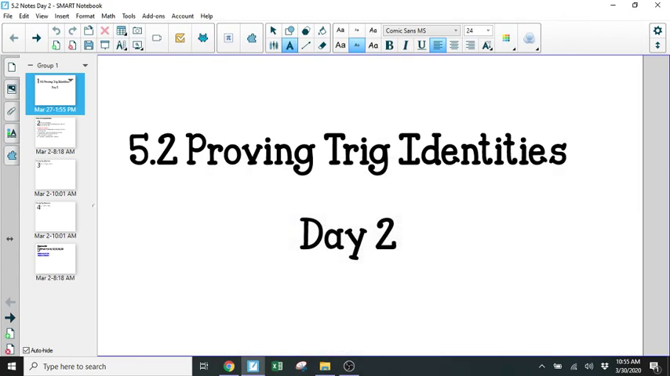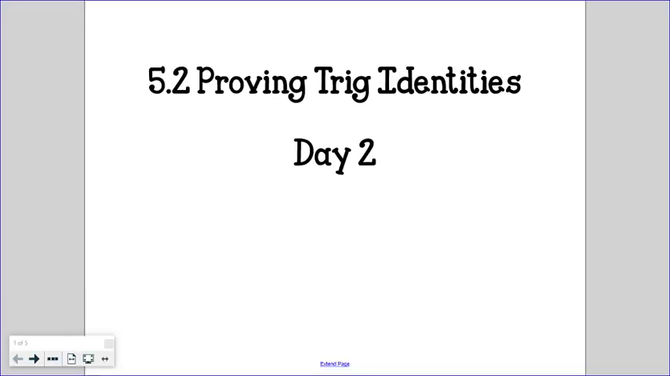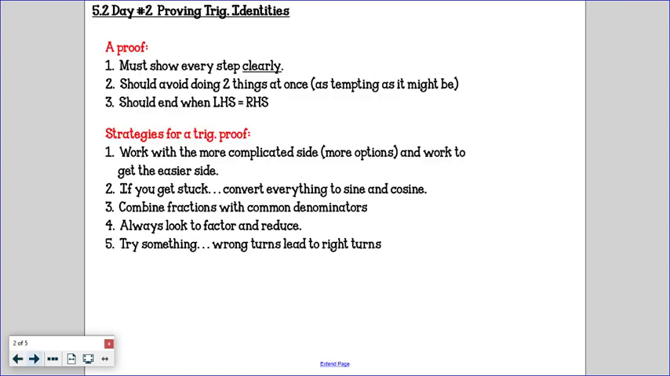All right, we are on day 2 of proving our trig identities, and a reminder that our big focus is going to be showing our work to support the proof part of it. They tell us what the answer is, we show that that's correct. So a reminder, show all your steps clearly, only do one step at a time. We are done when the right hand side equals the left hand side. It does not matter which side you work with.